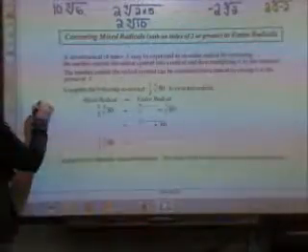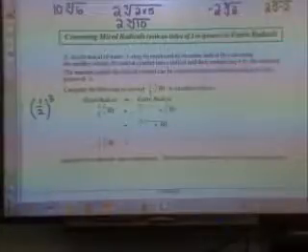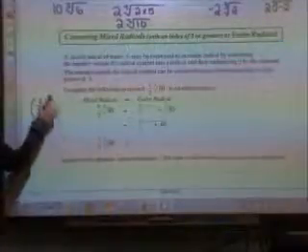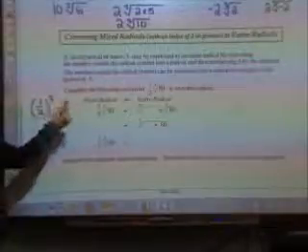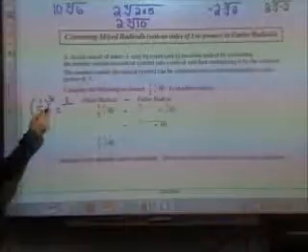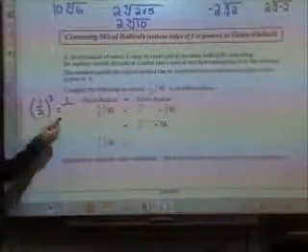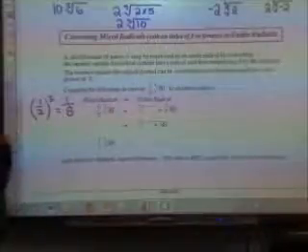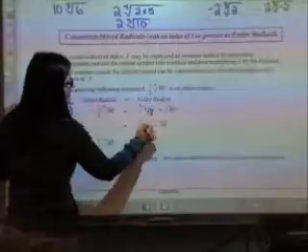So if I take 1/2 and if I raise it to the power of 3, raise both of these to the power of 3. So 1 to the power of 3 is 1. 2 to the power of 3, 8. So I get the cubed root of 1/8 times 80.